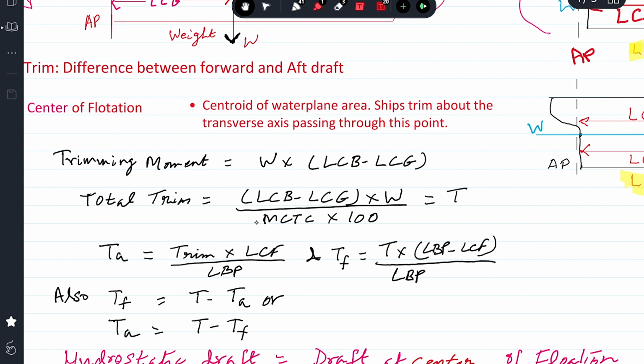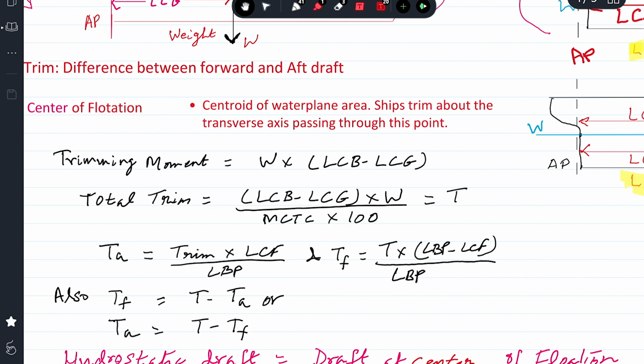So as I explained to you, if LCB is greater than LCG, you will get positive answer. That means trim is by stern. So aft draft will be more than the hydrostatic draft. So you will add TA to the hydrostatic draft to get the aft draft, and TF you will subtract from the hydrostatic draft to get the forward draft.